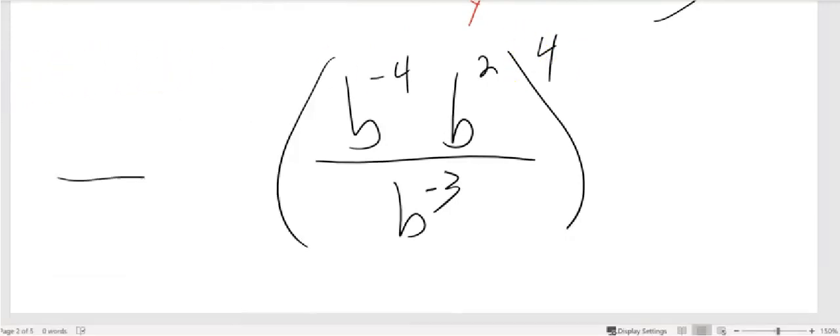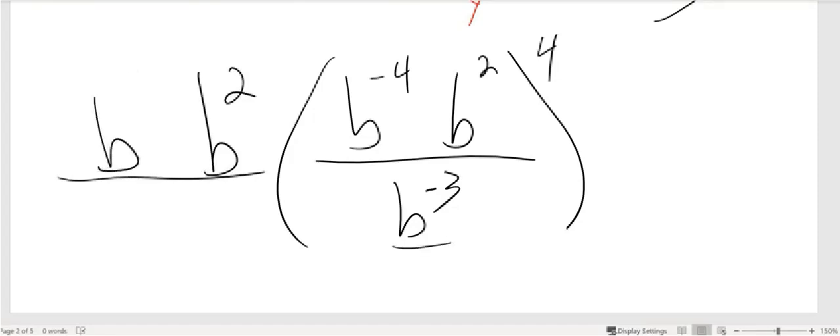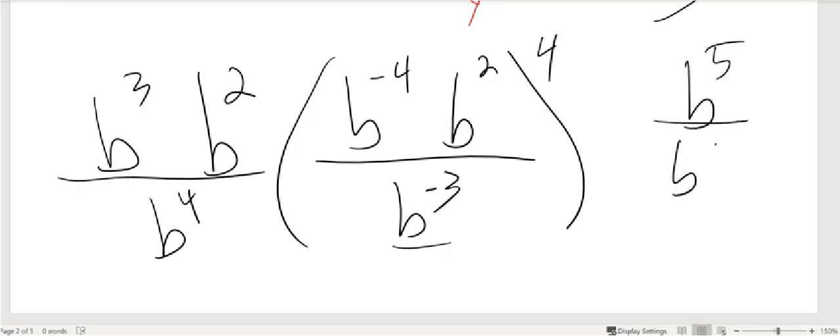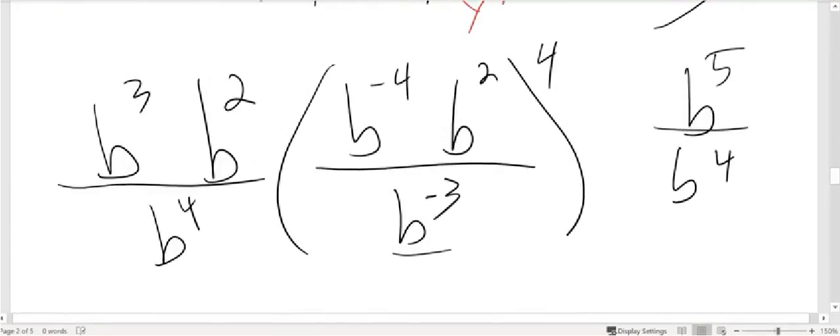So what I would do is move that b to the negative 4 to the bottom, but that b squared is never going to change. That b squared is just b squared because there's no negative. So I move that b to the negative 3 on top. It becomes positive. I move the b to the negative 4 to the bottom. It becomes positive. Now let's look at the top. I have b to the 3rd on top along with b squared. Let's add those together. Gives me b to the 5th. Bottom doesn't change, b to the 4th.